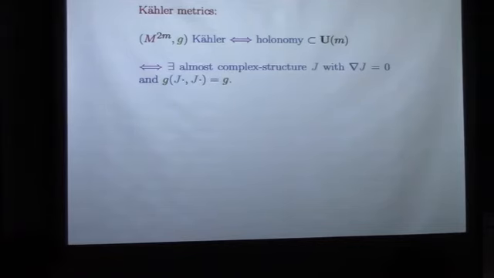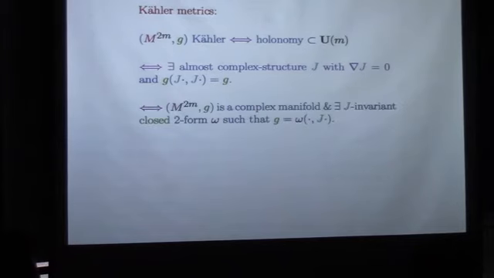Now, that can be rewritten as saying that you have a tensor field J corresponding to an endomorphism of the tangent bundle with square minus 1, and which is an orthogonal transformation with respect to the metric. But the statement that it's invariant under parallel transport also corresponds to saying that its covariant derivative is identically 0. Now, this is not the way Kähler geometry was invented. In fact, many people use Kähler metrics all the time and they don't know this fact.